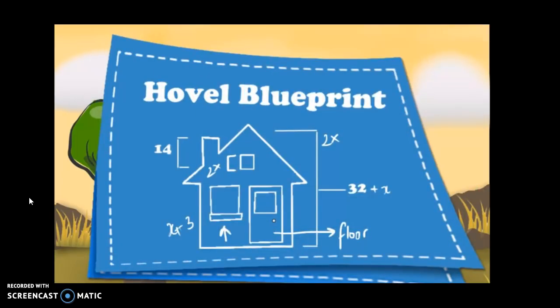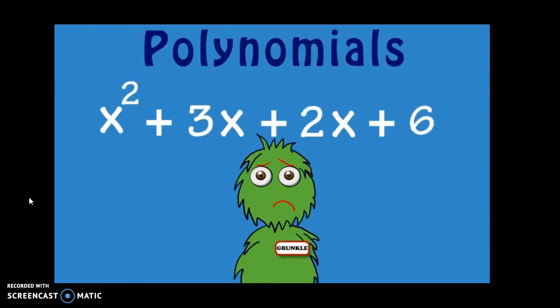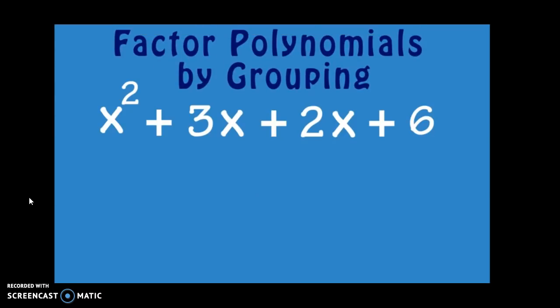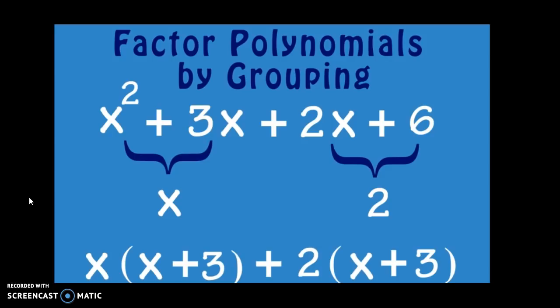No. The area of the hovel floor should be x squared plus 3x plus 2x plus 6. All those polynomials are making Grunkle rather blue, which is unfortunate since Grunkle is usually a lovely emerald green. Good thing we can factor this polynomial by grouping. The first two terms have a common factor of x, and the last two terms have a common factor of 2. We can rewrite the polynomial as x times x plus 3, GCF is all we're doing here, 2 times x plus 3.